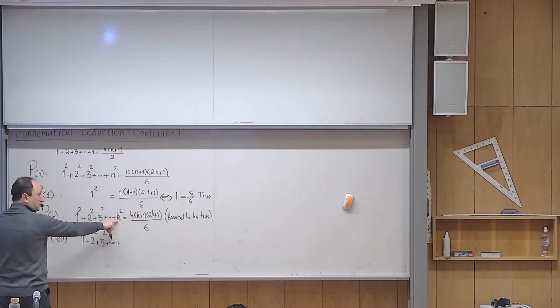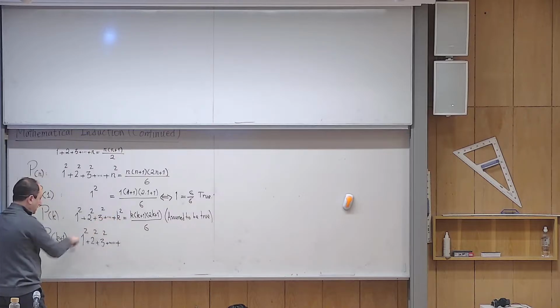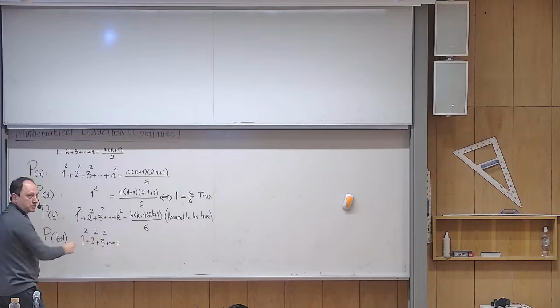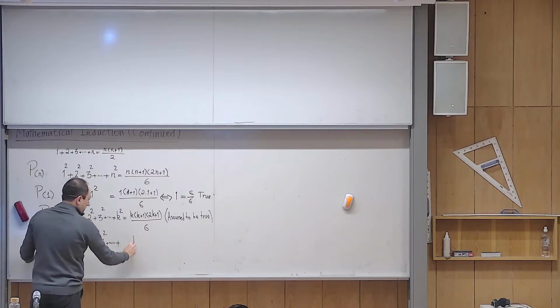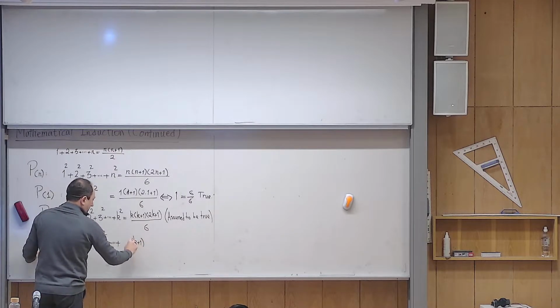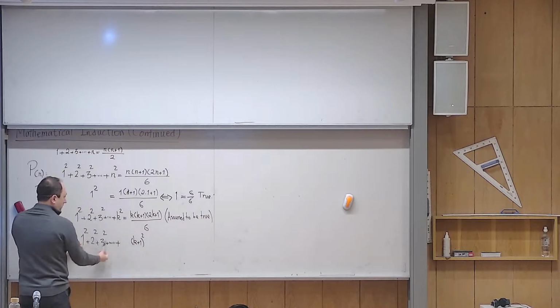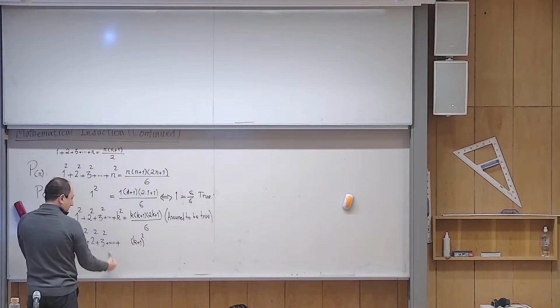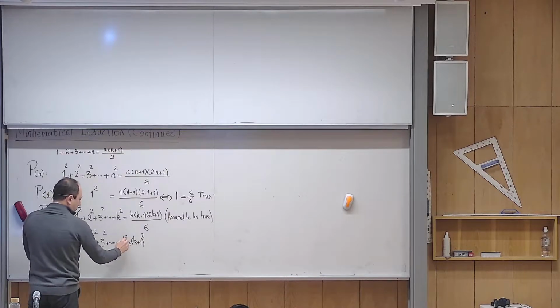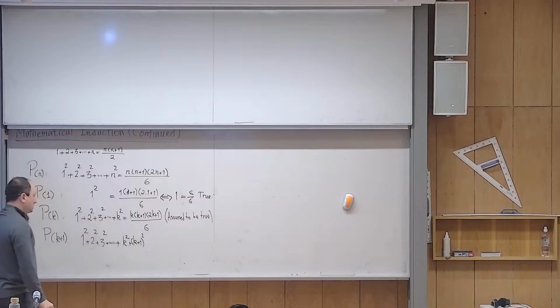Here I stopped when I reached value k. Here I continue and I stop when I reach value k plus 1. Okay? When I reach value k plus 1 squared, I stop. Of course, it is clear that when I stop here, the previous step is one which I don't write, but it is good to write it to see what the previous one is.